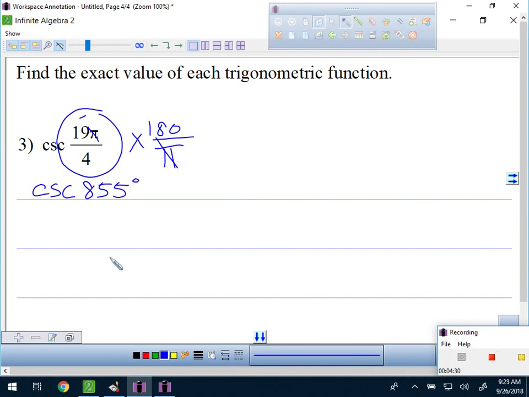Now, obviously, on the test, that wouldn't be an answer choice because you're not done. You got to get a coterminal angle to that. So I'm going to subtract 360 twice, and that's going to give me cosecant of 135.